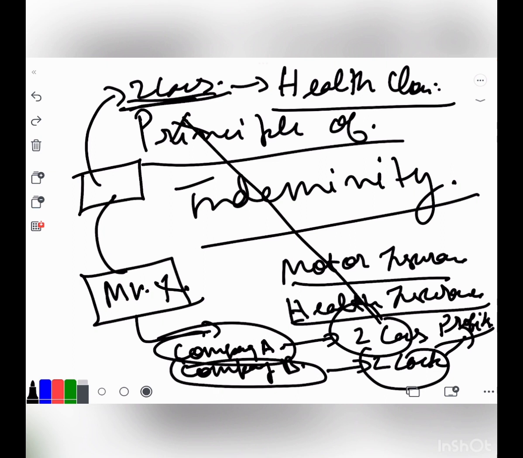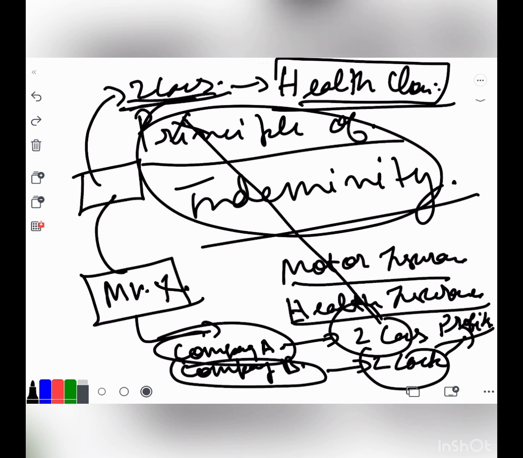Now beyond the loss, if he is able to make profit out of it, it is not allowed in insurance. And the principle of indemnity says that the claim cannot exceed the losses. So because health insurance follows this principle of indemnity, health insurance will be termed general insurance.